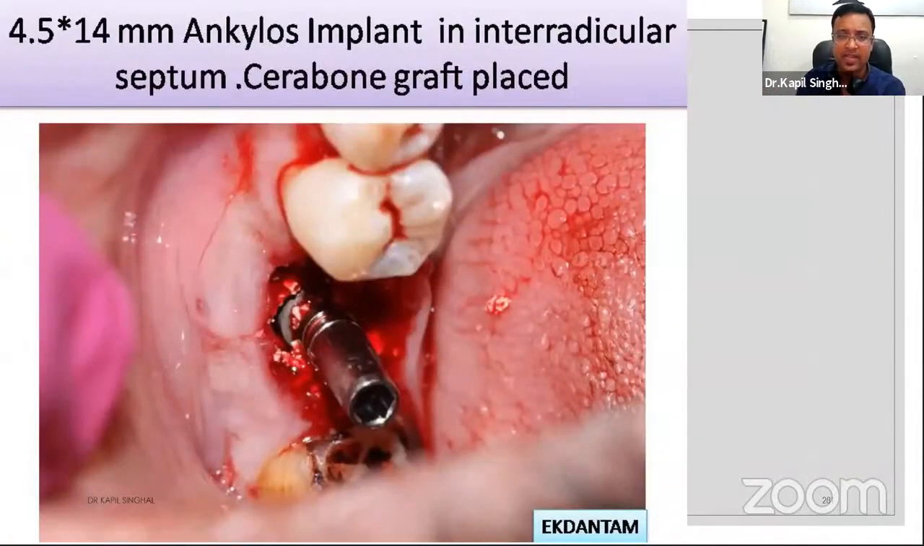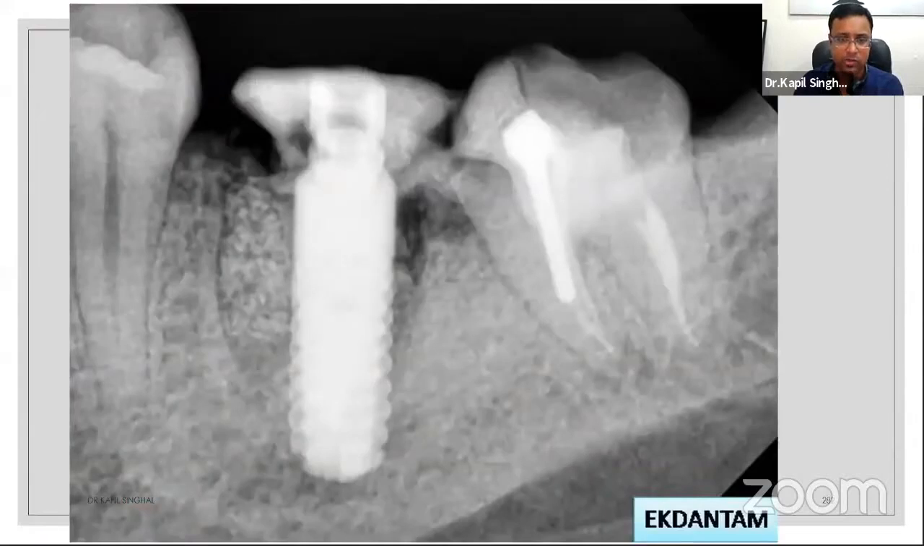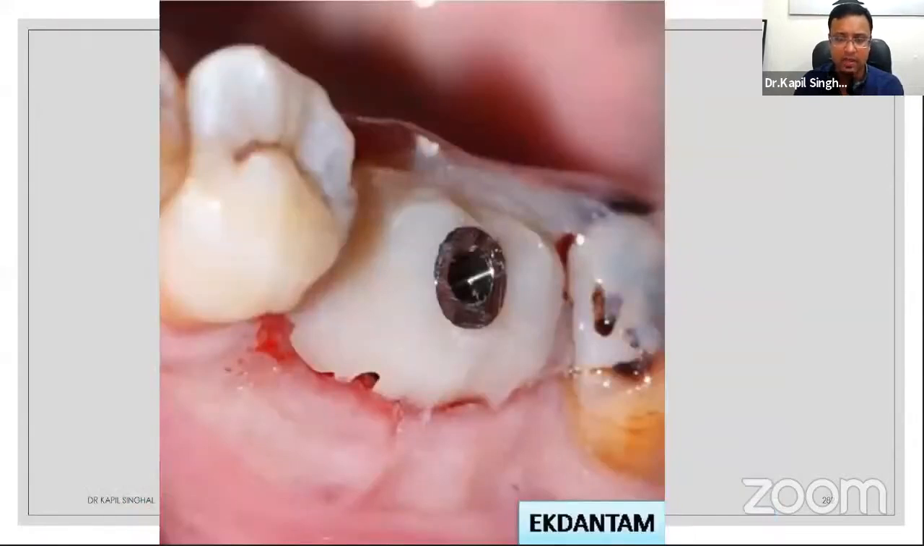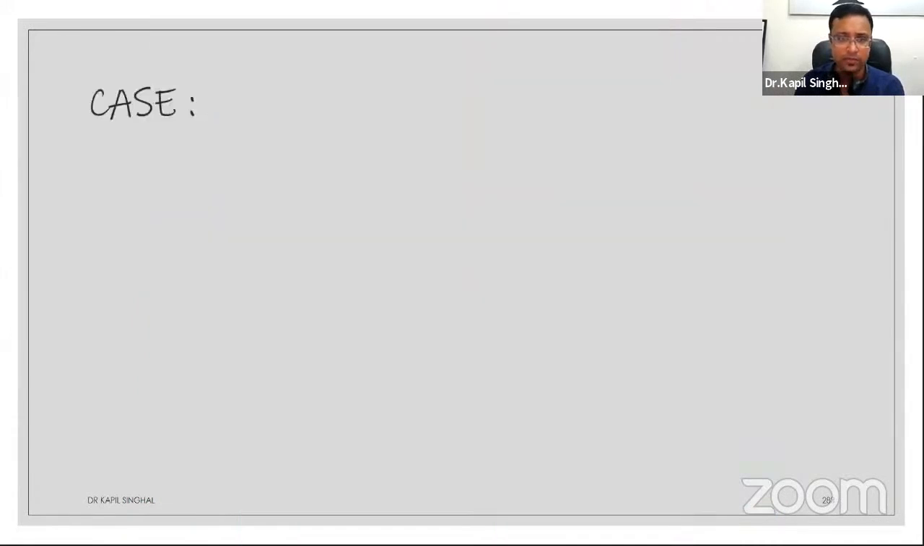This was a very old case. I used to graft my immediate implants also at that time. Now I don't do it if my buccal plate is thicker. So there is no need to graft if your buccal plate is thicker in your mandibular molar implants. Okay, and this is the post-op X-ray. And I close the site using the implant mount and the composite around it.